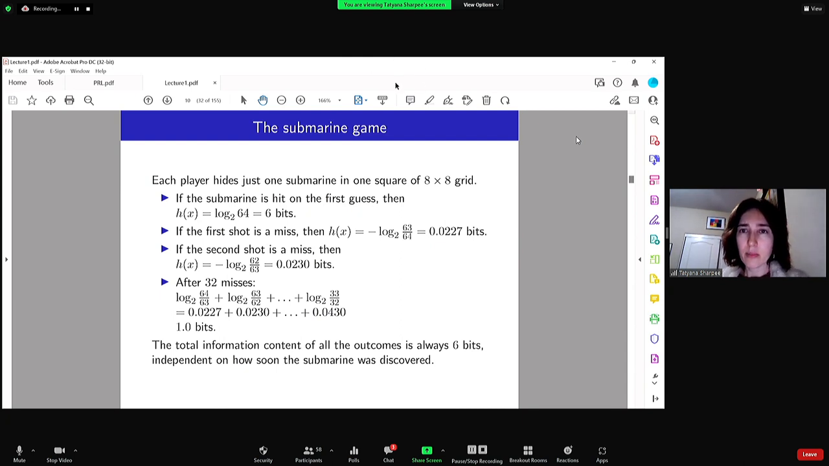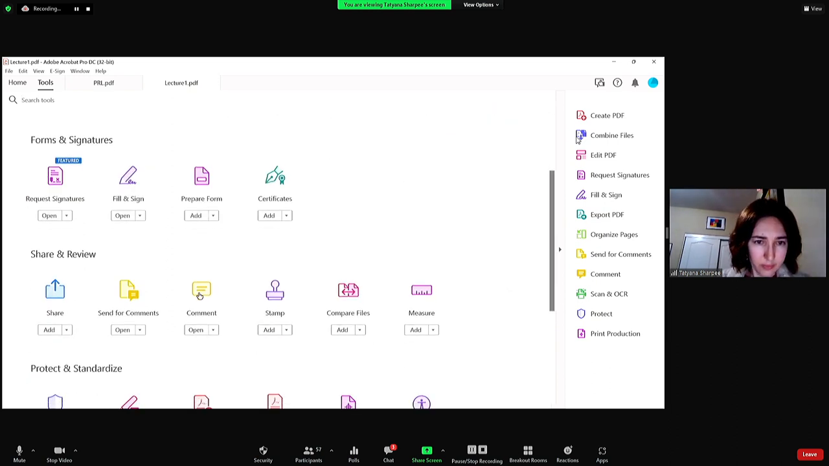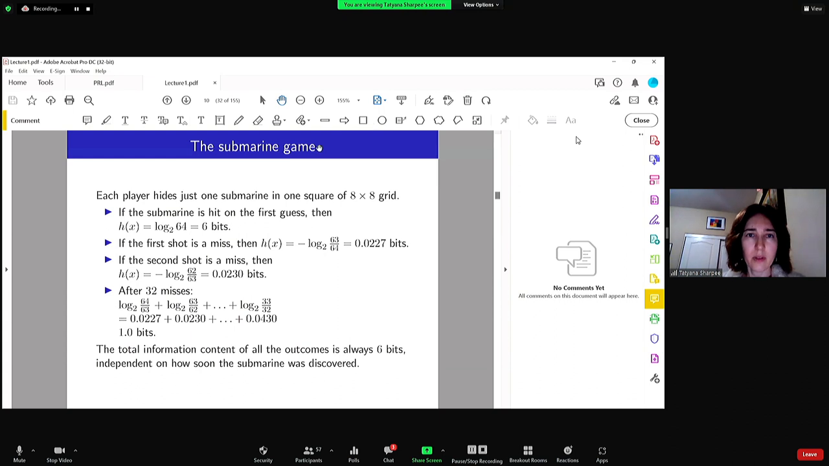I would like to find my annotate button. So, okay, just a second. I think it's okay now.